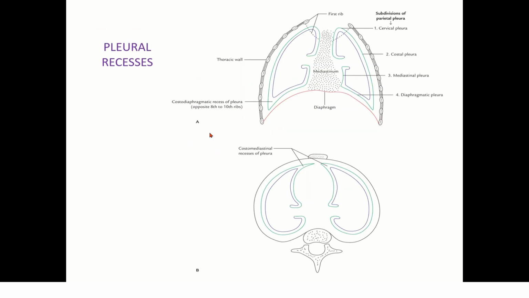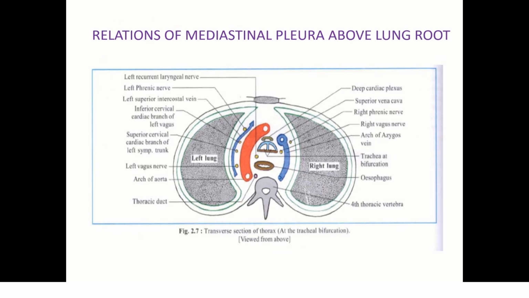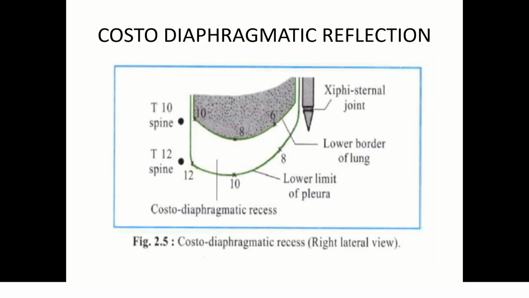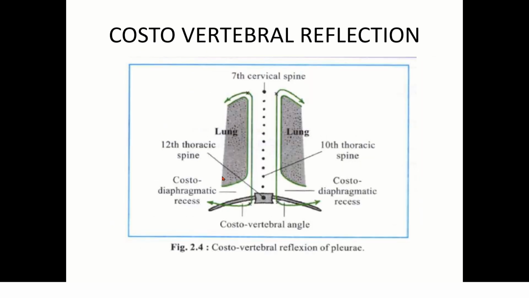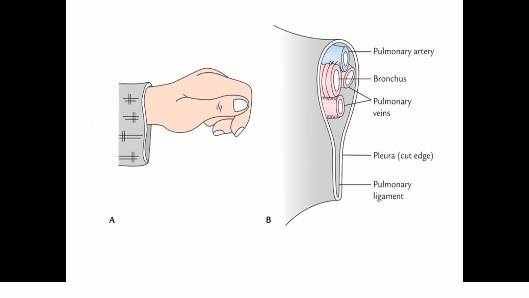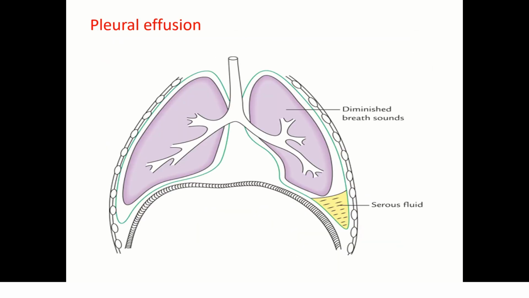As I have shown earlier, you can see here the costodiaphragmatic recess is widest in the mid axillary line. It is approximately around 5 centimeters. The lower end of the lung is 5 centimeters above the lower end of the pleura. You can see here the accumulation of fluid within the pleural cavity is called pleural effusion. You can see the collection of fluid in the costodiaphragmatic recess.